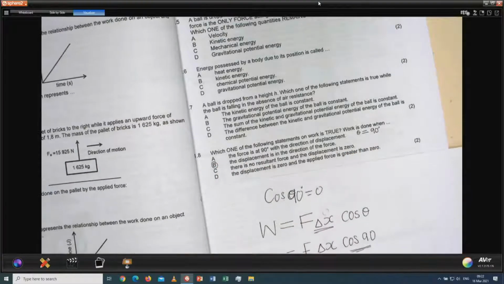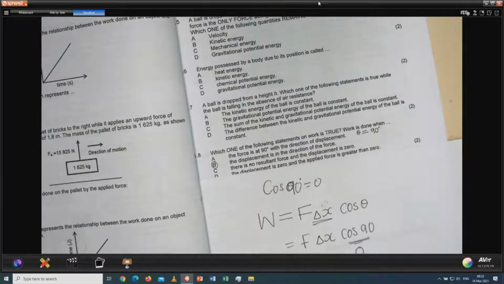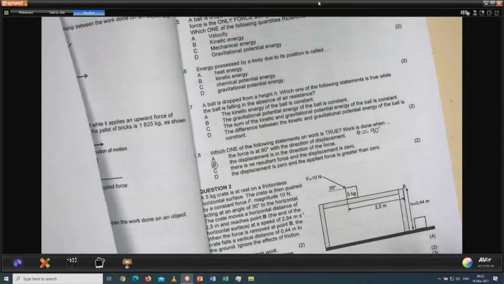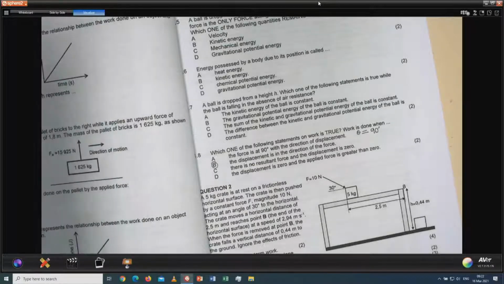Now, multiple choice questions are very nice and interesting questions to practice if you want to test your understanding once you have studied, because you can use those questions to see just how well do I understand the work.